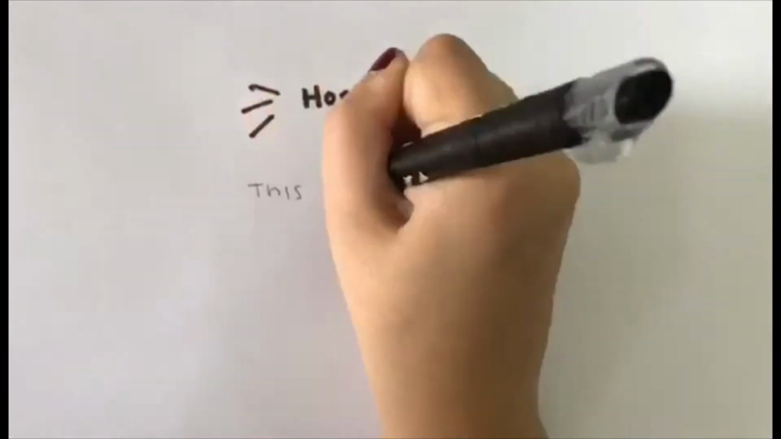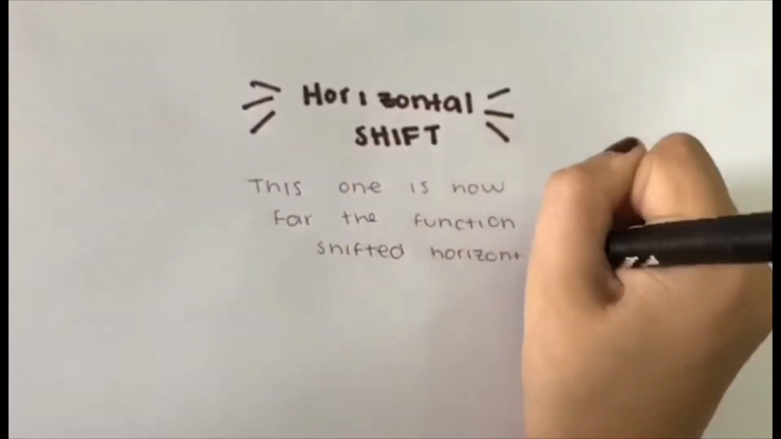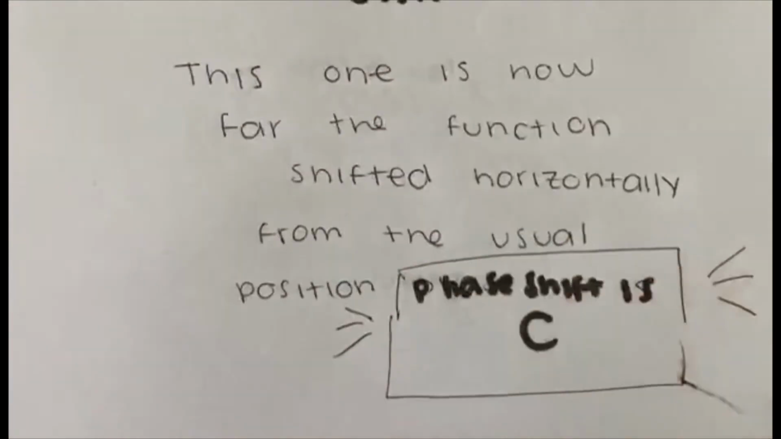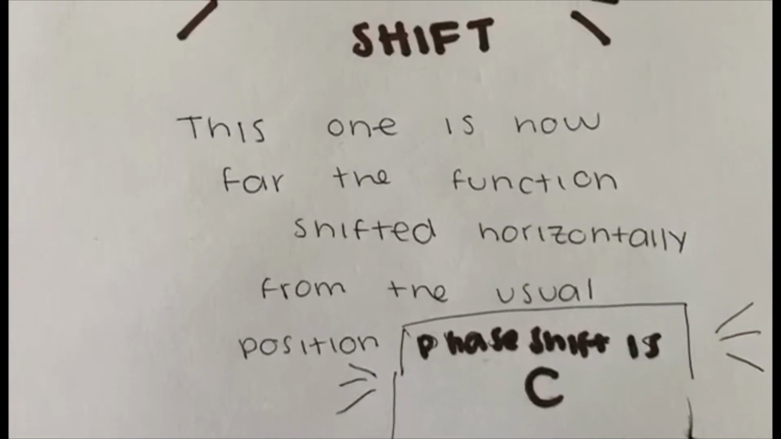What's the difference between a horizontal shift and a vertical shift? Next, we have the horizontal shift. This is how far the function has shifted horizontally from its usual position. In the formula, this is known as c.